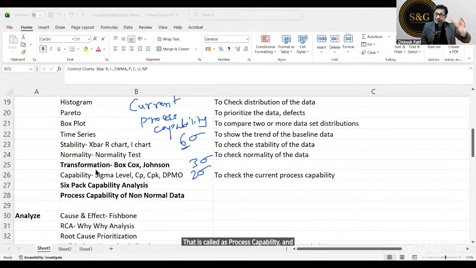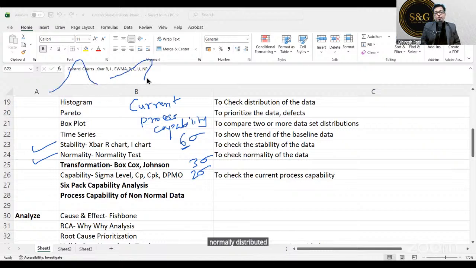And to identify the process capability, first we do the stability check, which is nothing but a control chart. Then we check the normality, whether the data is normally distributed or skewed. This is called the normality test. Now this much is available at the green belt level. If the data is non-normal or skewed, how do you transform that data to normal? That is called transformation. In the black belt level, that's what is highlighted.